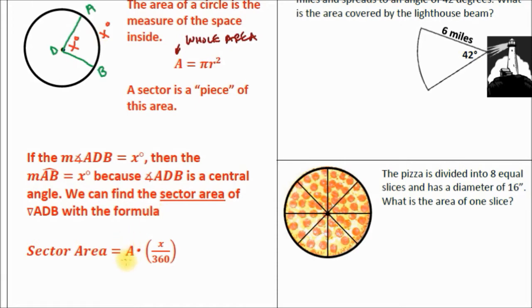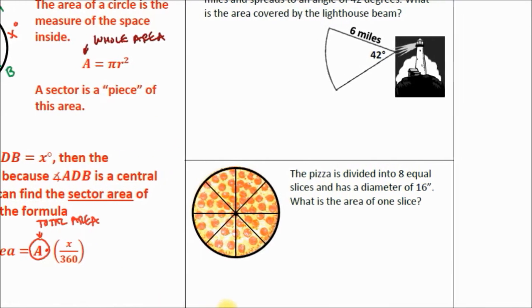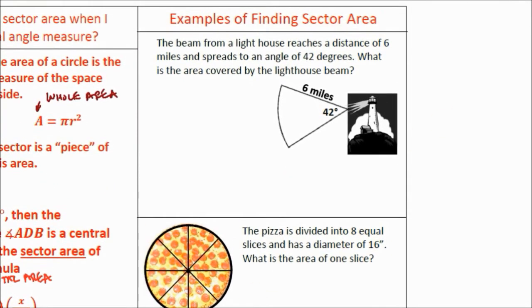The total area of the circle multiplied by the fraction of the circle area that we want, which is represented by x degrees, or x divided by the whole circle, which is 360. This fraction is how much of the circle we want. Now this only works, class, if this is a central angle. It has to be a central angle. So I'll write that down, then let's find out how that applies to a word problem.